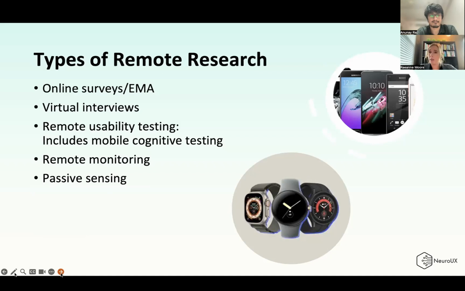We can be doing mobile cognitive testing, and I'll be talking about some of the mobile cognitive testing data that we have today. Remote monitoring and passive sensing are also types of remote research that are increasing in popularity because they give you the ability to assess participants continuously and unobtrusively 24/7 without them having to do anything and change their behavior in any kind of way. So an example of that would be fitness tracking, where we give them a watch or they just wear their own fitness tracker and we collect their physical activity and sleep continuously. Lots of passive data collection methods can be captured via the phone as well.